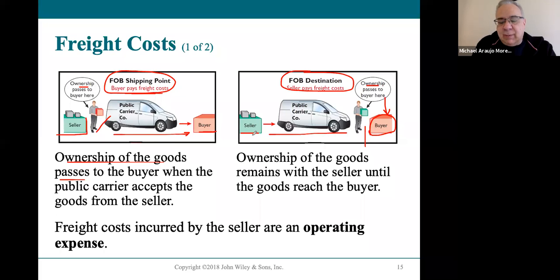At the point where the box gets to the buyer, that's when the buyer owns it. In the meantime, the seller still owns all this inventory during boxing and shipping. So the seller is going to pay for the freight because the seller still owns it. Okay, so that's the difference between the two. The most common you'll see is shipping point.